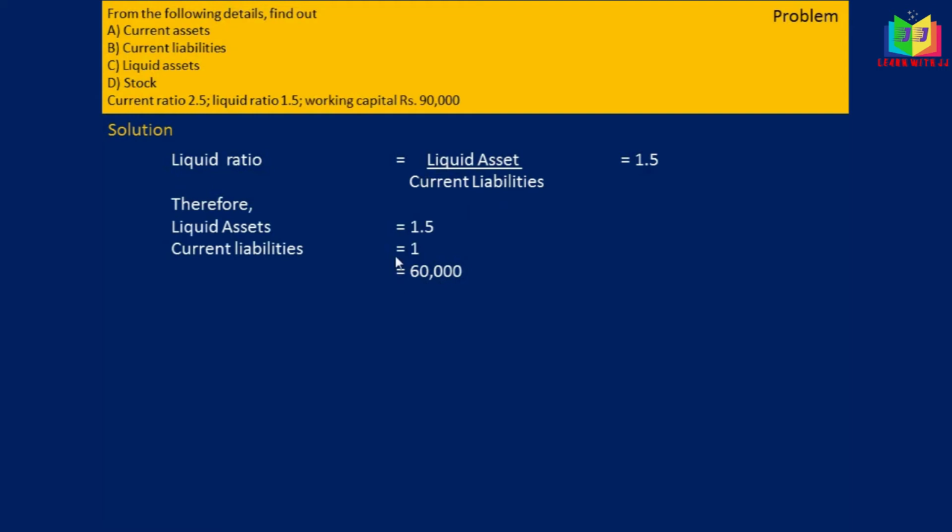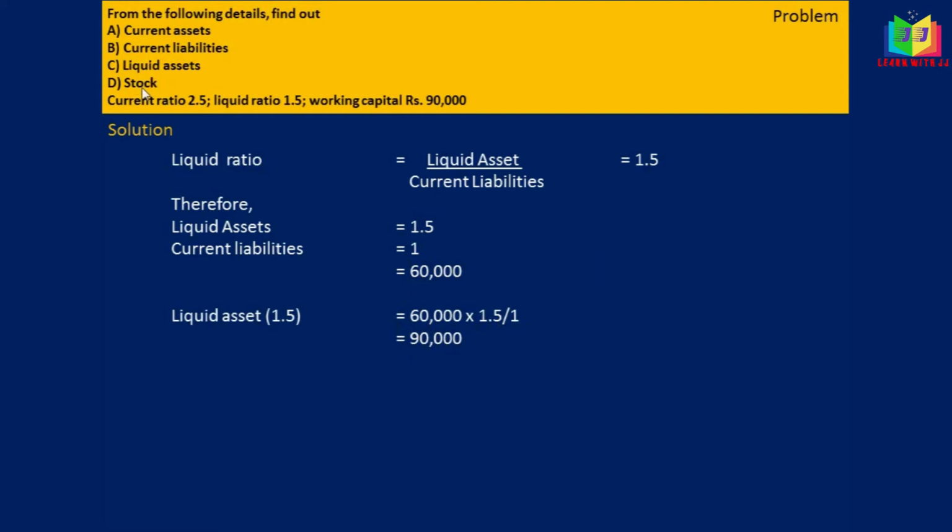We know the value of current liability we found, that is 60,000. So the value of 1 proportion is 60,000. Now we can find the proportion of 1.5: 60,000 into 1.5 divided by 1 gives 90,000. And this is liquid assets.